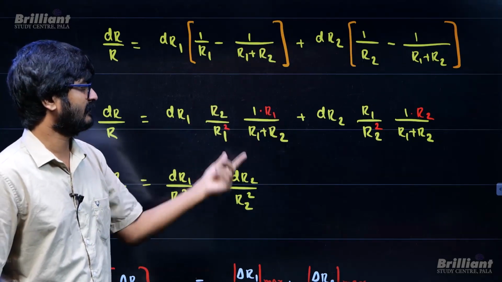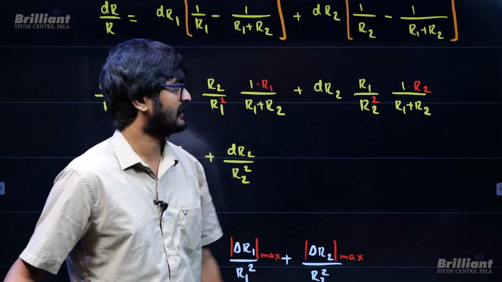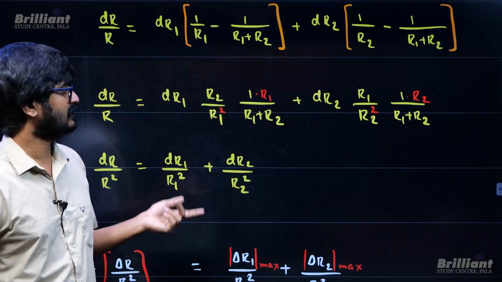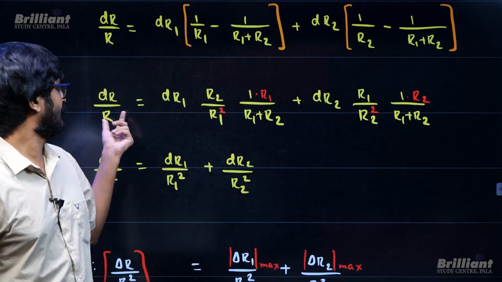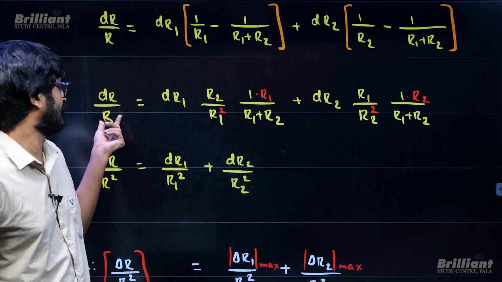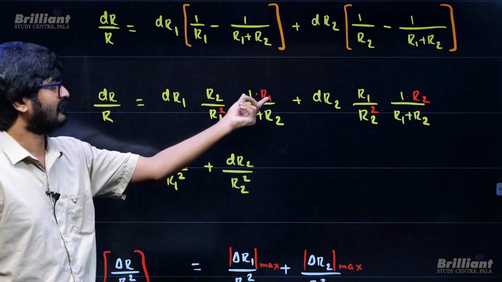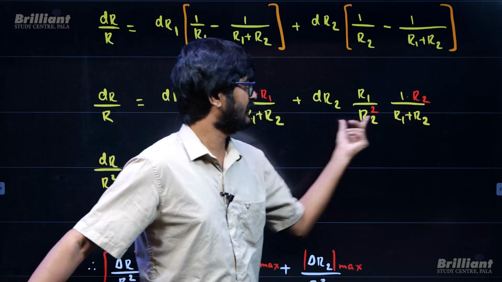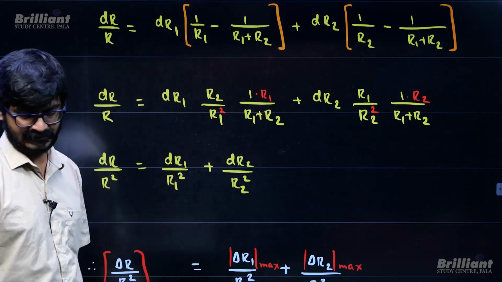Then I'm multiplying and dividing with R1, and multiplying and dividing with R2, and you know R is given by R1 R2 by R1 plus R2. So I'm dividing all the three sides with R1 R2 by R1 plus R2. Basically I will be getting R square here, and R1 R2 by R1 plus R2 will get cancelled. So the same equation I can write like this.